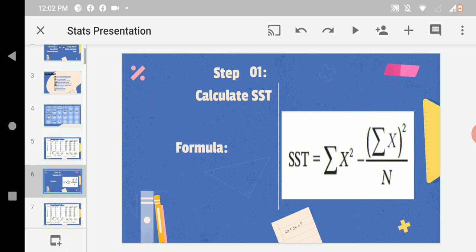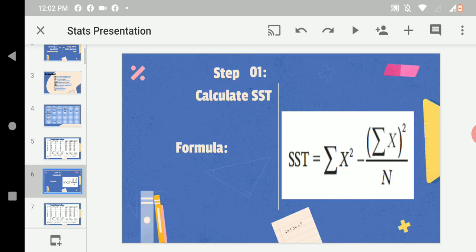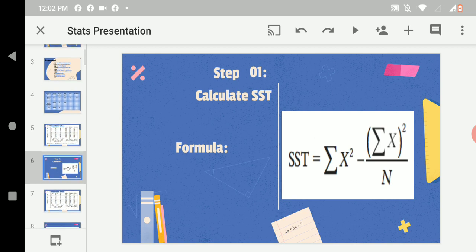Now, what is an SST again? It's the sum of total squares. So, we have to calculate the sum of total squares. Now, we have this formula here. The summation of x squared minus open parenthesis summation of x close parenthesis squared over N. So the capital N means the total population of the students or of the participants.